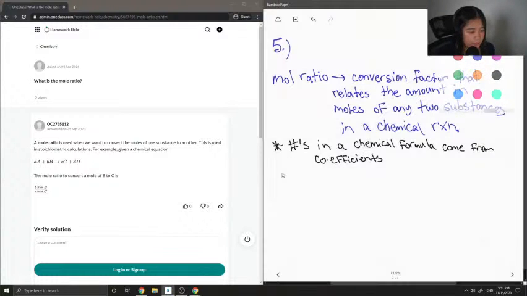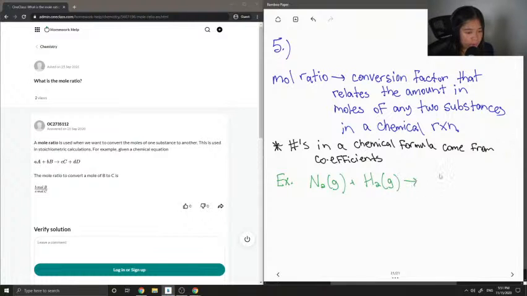Okay, so let's write down an example. Let's say you had nitrogen gas plus hydrogen gas makes NH3. Okay, so let's balance this equation.